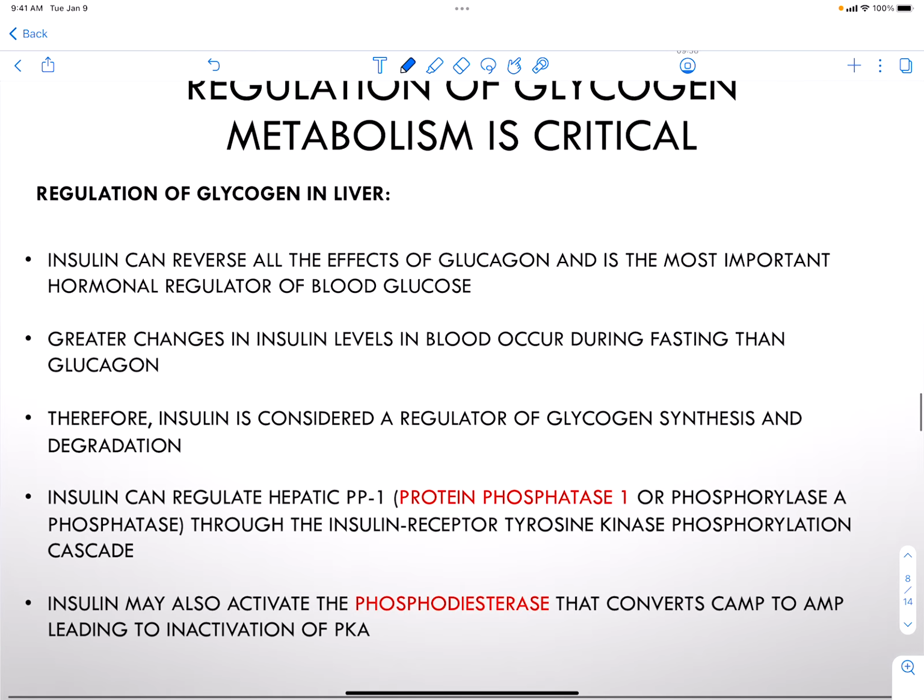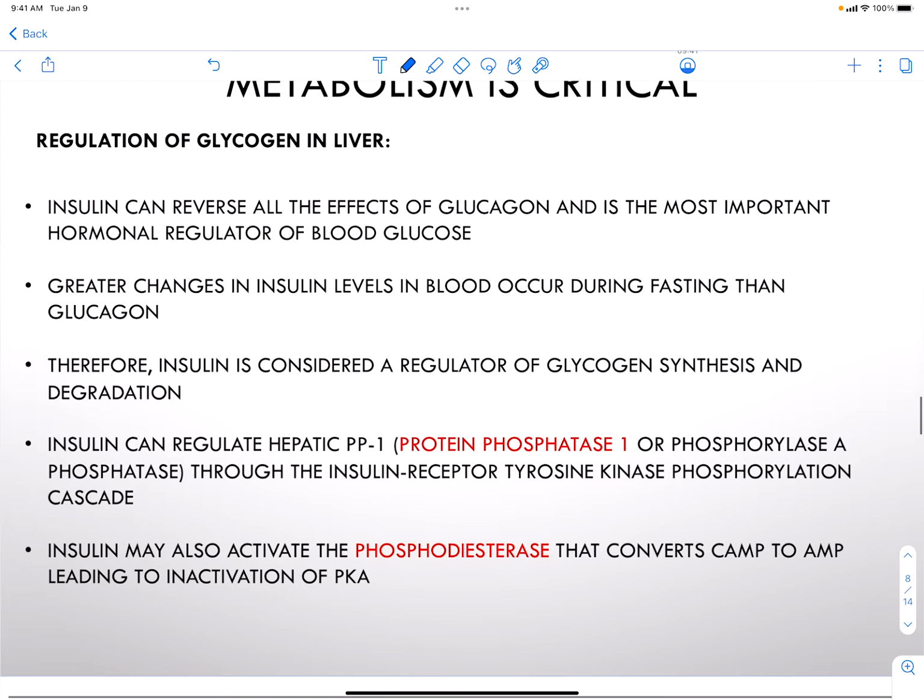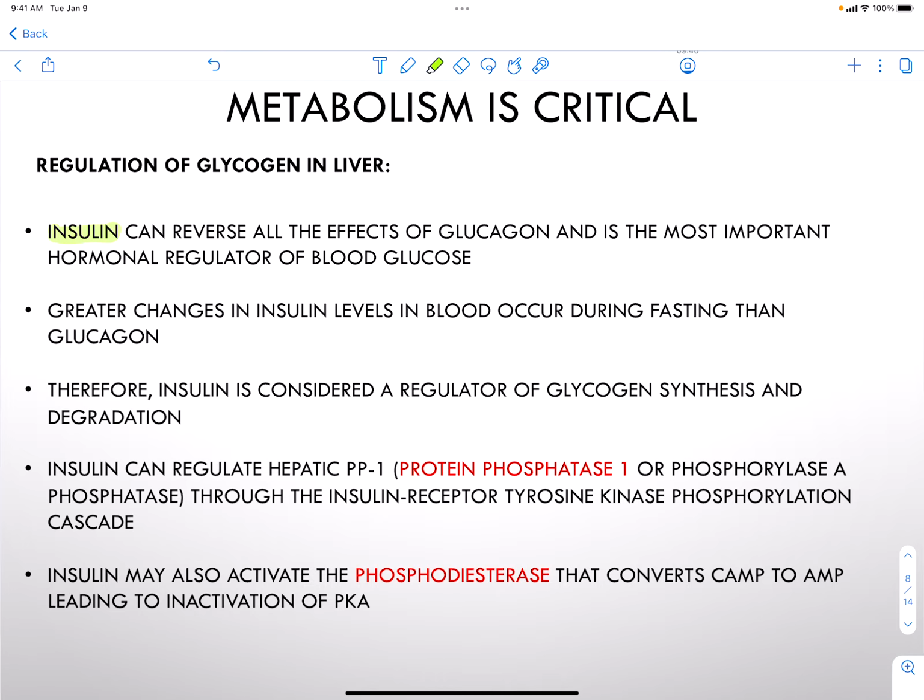Now, regulation, of course, is going to be very critical. So in the liver, it's important to note that insulin is the major regulatory hormone and reverses all the effects of glucagon as well as the effects of epinephrine. And so insulin is the most important hormonal regulator of blood glucose. You have greater changes of insulin levels during fasting than you do in glucagon, and therefore insulin is the regulator of glycogen synthesis and degradation. So the presence of insulin will promote synthesis, the absence of insulin will promote degradation.